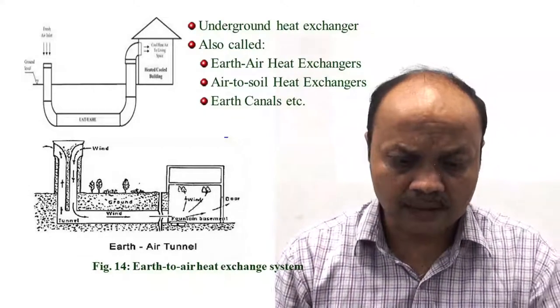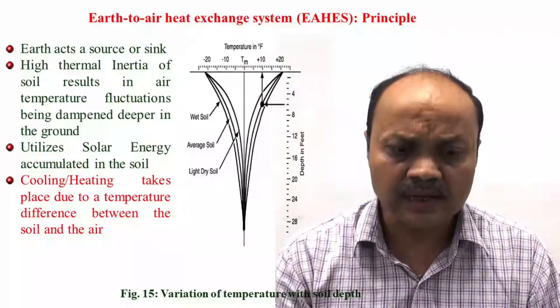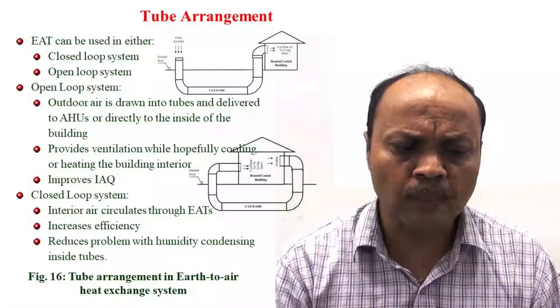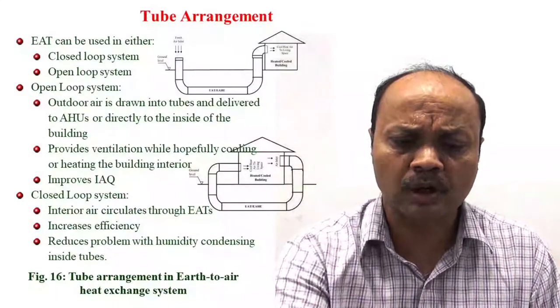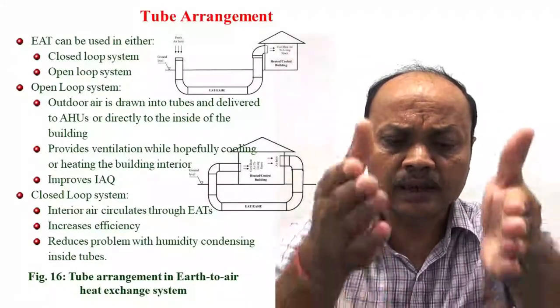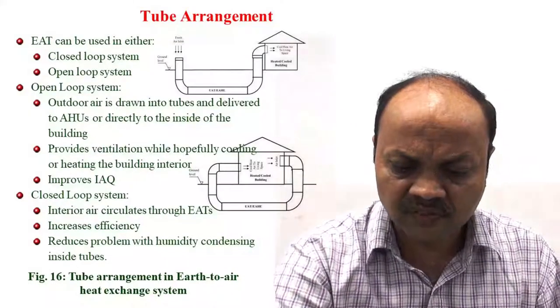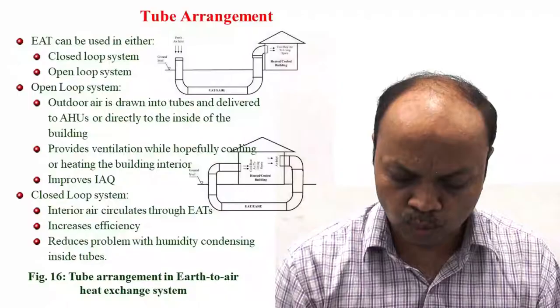Okay. And this is a variation of temperature with soil depth, you can see. And there are different arrangements, closed loop and open loop. The first picture on top is the open loop, which means the air you are taking is from the outside. But in the closed loop, you can see you are taking air from the inside and circulating it again. So this is the closed loop system.